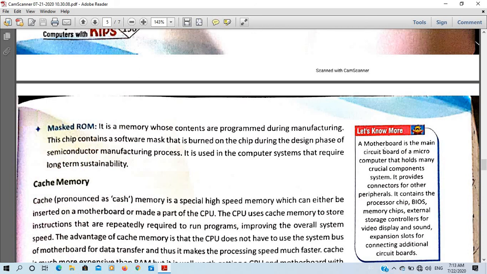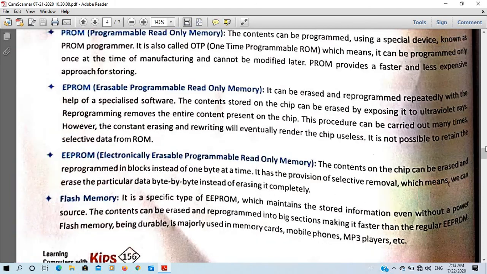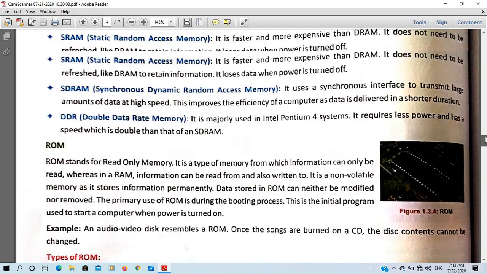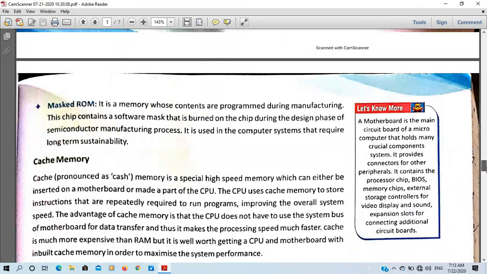Okay, see what is written about the motherboard. A motherboard is the main circuit board of the microcomputer that holds many crucial system components. It provides connectors for other peripherals. It contains the processor chip, BIOS, memory chip, external storage, controllers for video display and sound, and expansion slots for connecting additional circuit boards. So this motherboard comes with the masked ROM.